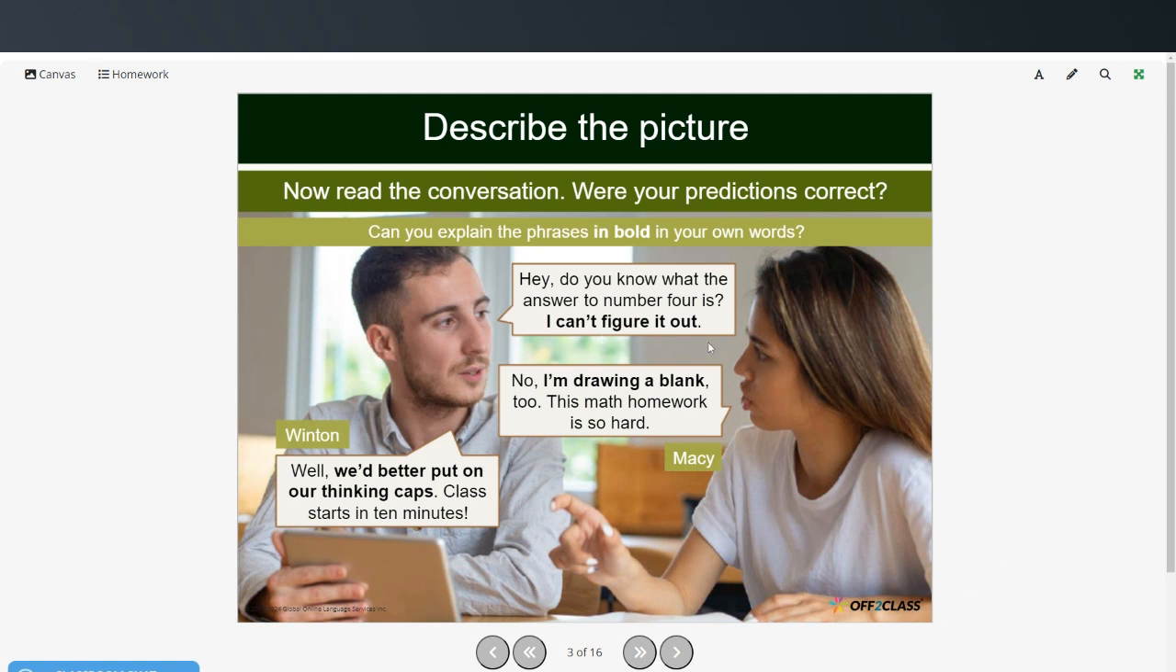So I can't figure it out just means that the person is confused or they can't determine what the correct answer is. When she says, I'm drawing a blank, that also means that she doesn't know the answer or she can't remember the answer. And we'd better put on our thinking caps just means that they need to try harder to understand this problem and find the right answer.